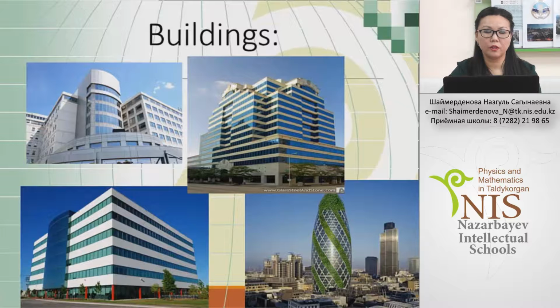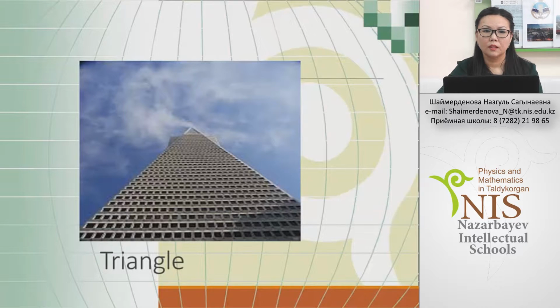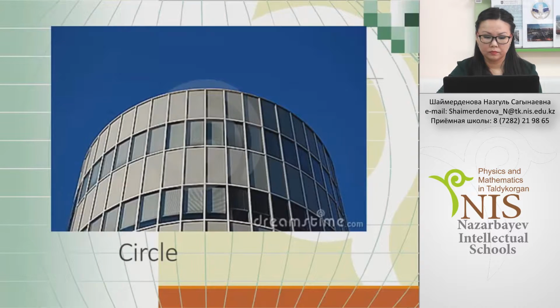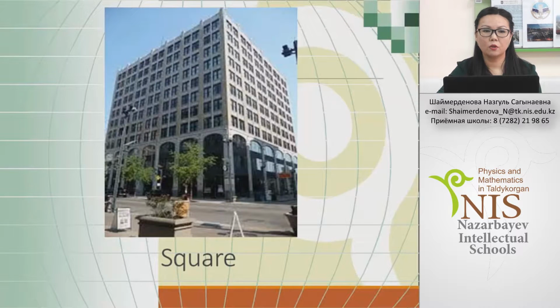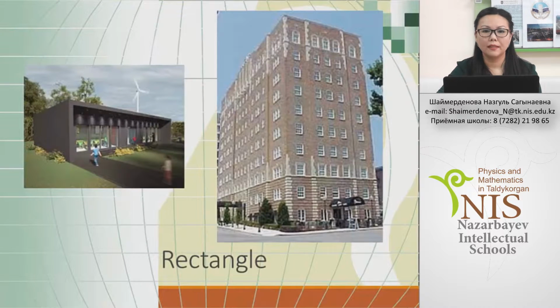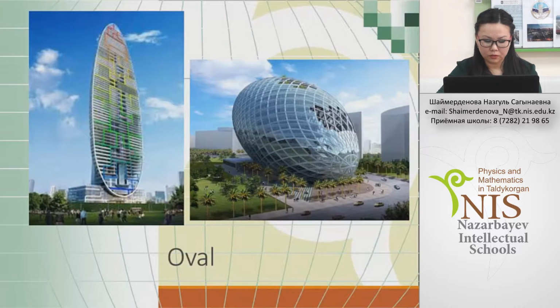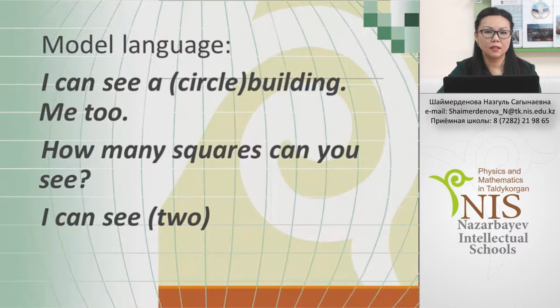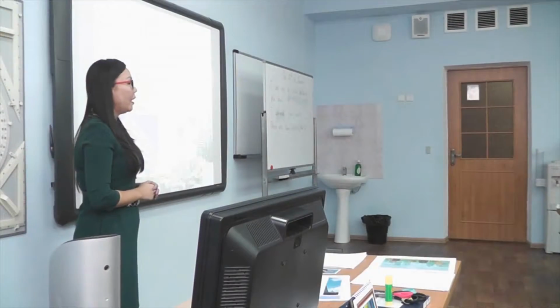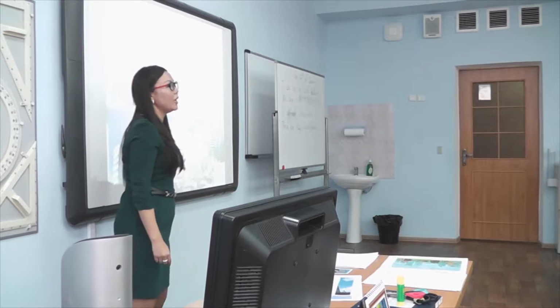In order to proceed further, I showed them the following slides. Triangle, circle, square, rectangle, oval. In addition to that, I modeled the language I expected them to produce during the lesson. I can see a circle building. Me too. How many squares can you see? I can see 2 or more. And now let's watch the video. So there are a lot of types, a lot of shapes of building.